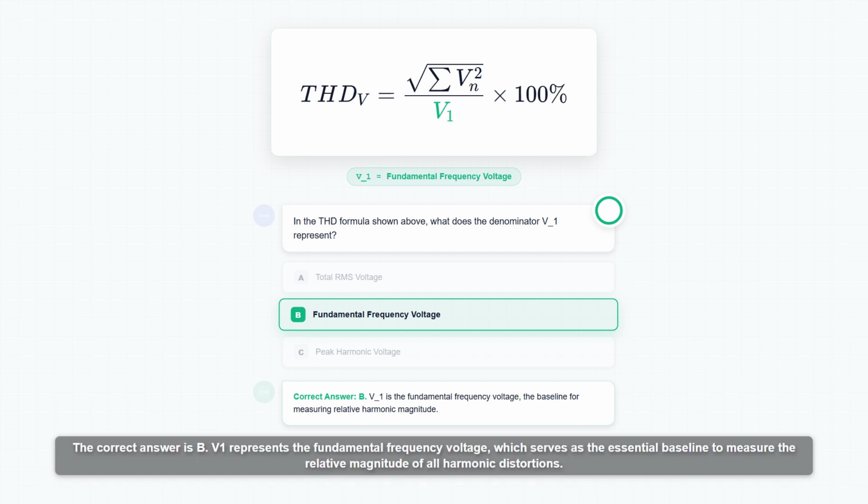The correct answer is B. V1 represents the fundamental frequency voltage, which serves as the essential baseline to measure the relative magnitude of all harmonic distortions.